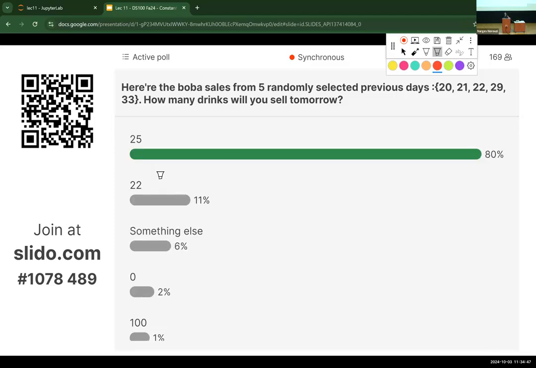Let's see what you're saying. It's funny how human intuition kind of aligns with math sometimes. Not that 25 necessarily is correct, but.